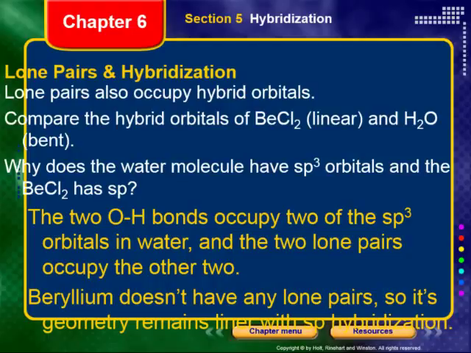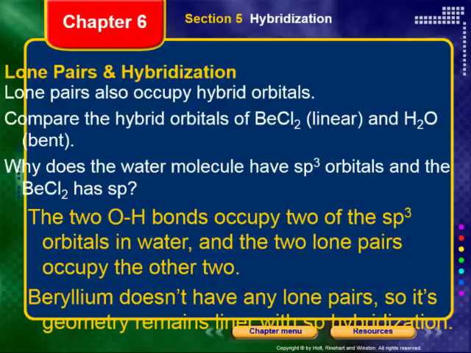So, lone pairs and hybridization. Lone pairs can also occupy hybrid orbitals. Not can, they do occupy hybrid orbitals. So compare the hybrid orbitals of beryllium chloride, which is linear, and then water, H2O, which is bent. Beryllium, coming in the second main group, only has 2 valence electrons, so it's going to form a single bond to chlorine on one side, a single bond to chlorine on the other side. That's just linear.